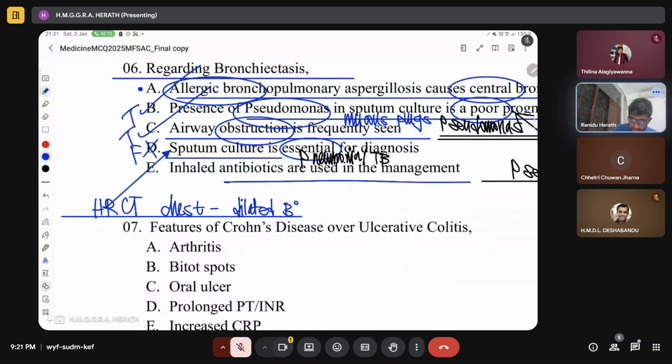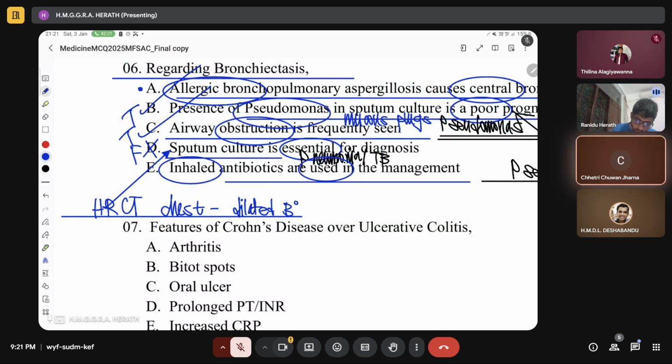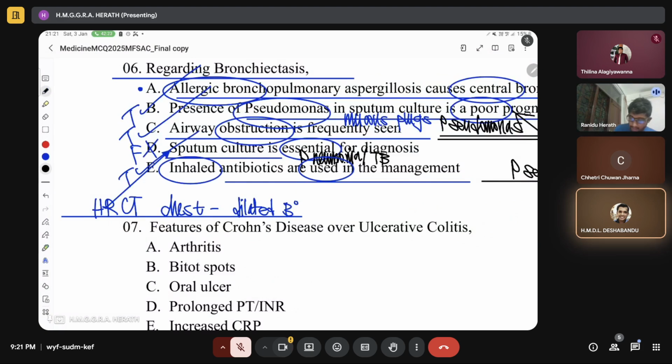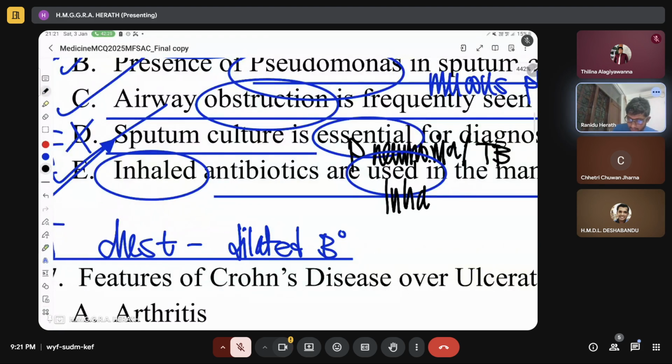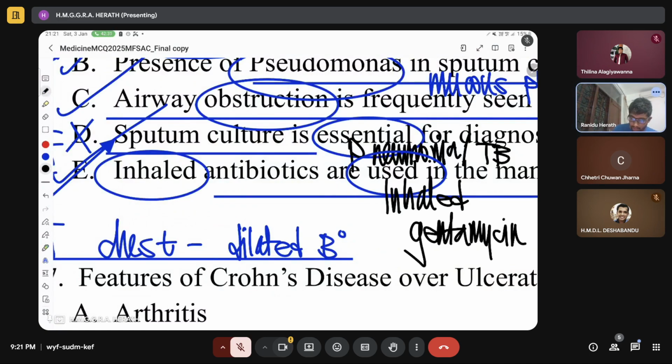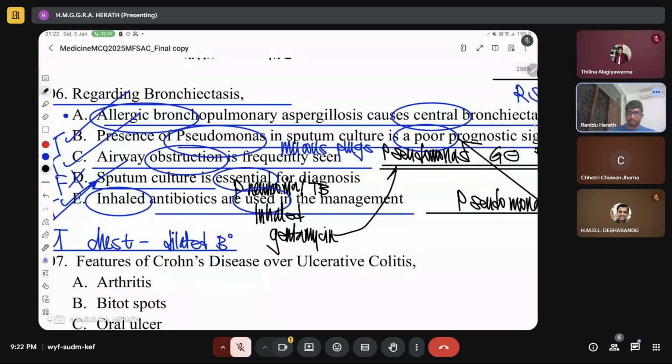Inhaled antibiotics are used in the management. True or false? True. Inhaled gentamicin is used in the management of what? Decolonization of Pseudomonas. Now we'll go to the MCQ step which we don't know.